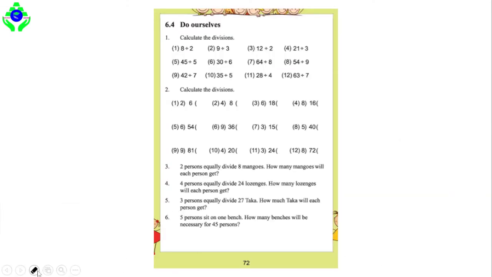You can see in question number 5, the problem is: 3 persons equally divide 27 taka. How much taka will each person get? That means there are 27 taka, but the number of persons is 3. So the problem is you should divide this 27 into 3 different parts. How can you solve this question? Let's go to the board and try to see.